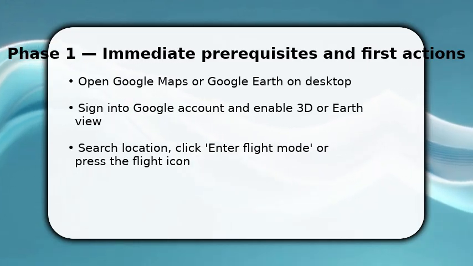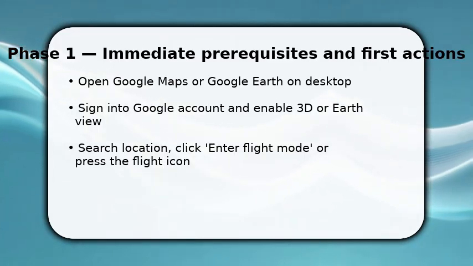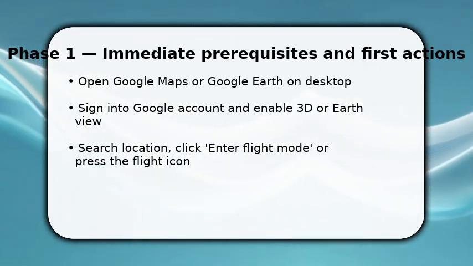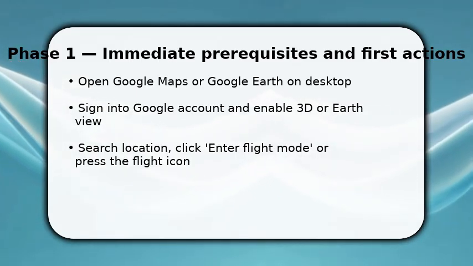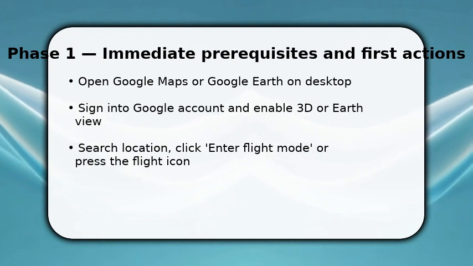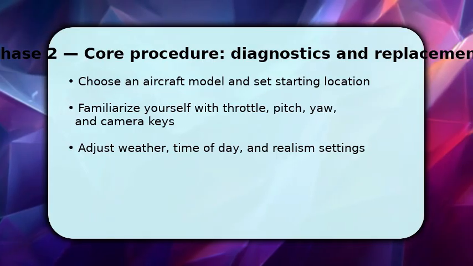Next, search the city or airport you want, then click the flight icon or choose Enter Flight Mode to launch the simulator. This begins the session and loads aircraft options and controls immediately. Once the sim loads, pick an aircraft and set a starting airport or free roam location. This choice affects speed and handling.